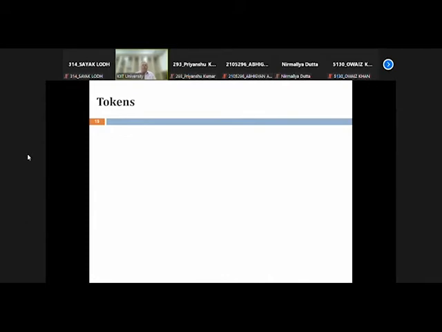Then coming to tokens. So now we understood a few symbols or characters, then I'm coming to the tokens. Basically, a token is the smallest element in a programming language which has a significant meaning. Tokens can be of four types in the C programming language.